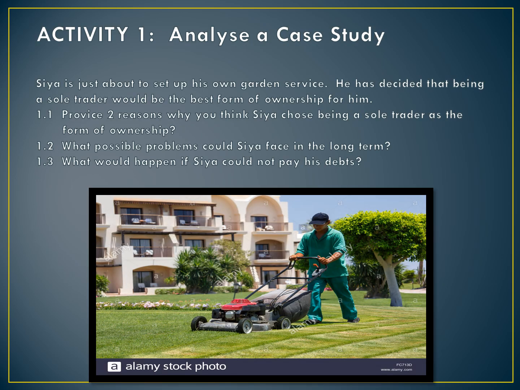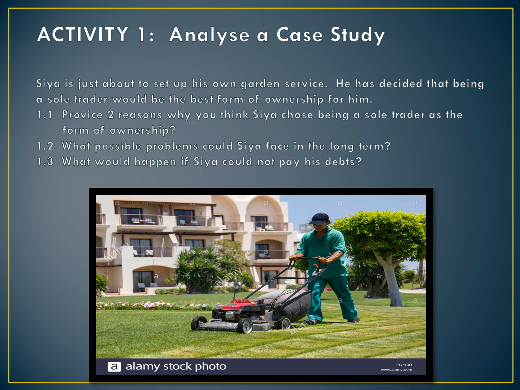Activity 1. Analyze a case study. Sia is just about to set up his own garden service. He has decided that being a sole trader would be the best form of ownership for him. 1.1. Provide 2 reasons why you think Sia chose being a sole trader as the form of ownership. In my personal opinion, it's because it's a small business and he's the only owner of this business. He can make all of the decisions.